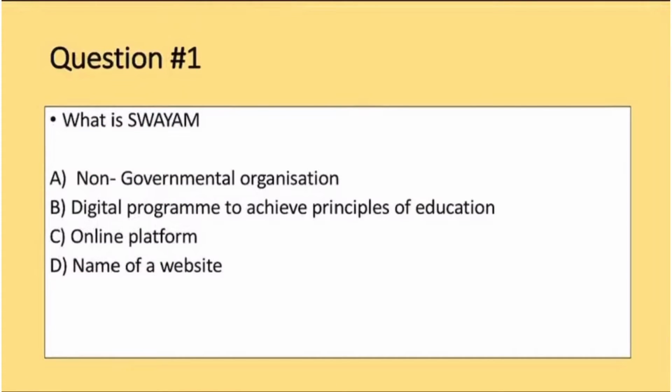Now we can revise some previous year questions from this topic. First question, what is Swayam? Options are A. NGO, B. Digital program to achieve principles of education, C. Online platform and D. Name of a website. B is the right answer. It's a digital initiative which aims to achieve the principles of education.